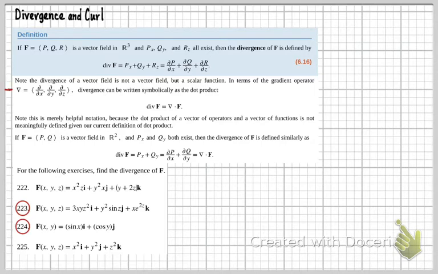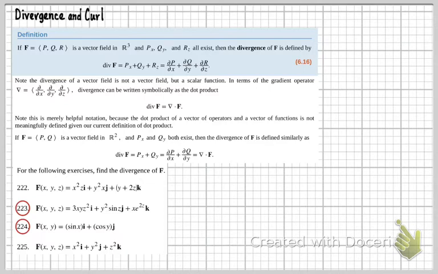Take a look at this note here. The note says the divergence of a vector field is not a vector field, but a scalar function. In terms of the gradient operator, sometimes called the del operator, which equals ⟨∂/∂x, ∂/∂y, ∂/∂z⟩, divergence can be written symbolically as a dot product: div F equals del dot F. So when I see those together, I should think of that.